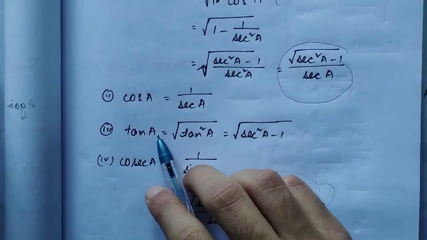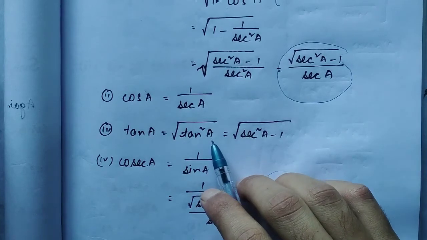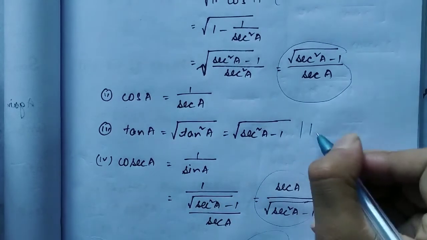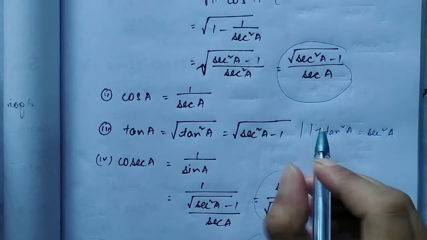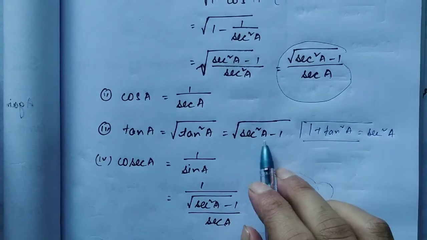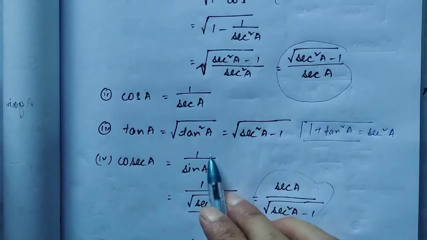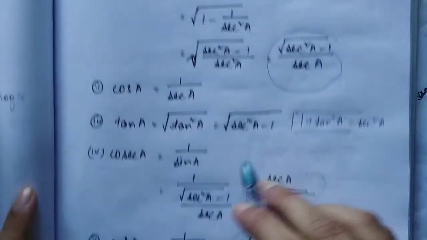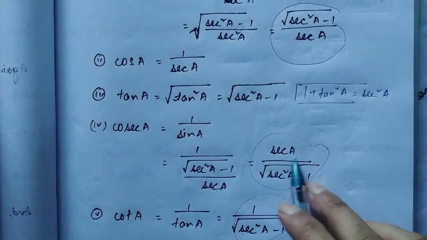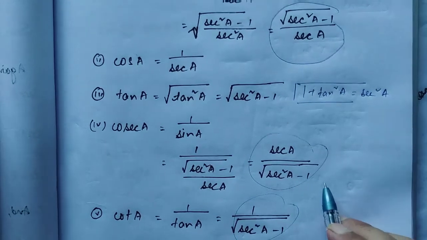And for tan of A, what we do is first of all we write tan of A is equal to root over tan square A, and we know from the trigonometric identities that 1 plus tan square A is equal to sec square A. So in place of tan square A we can write sec square A minus 1. And for cosec A we know that cosec of A is equal to 1 by sin A, and we put the value of sin A which we have obtained here. We replace the value of sin A with this, and we get the value of cosec A to be the reciprocal of this term, that is sec of A divided by root over sec square A minus 1.